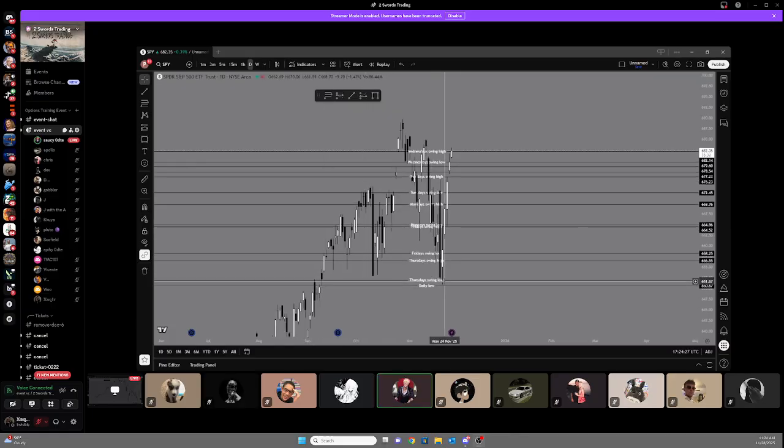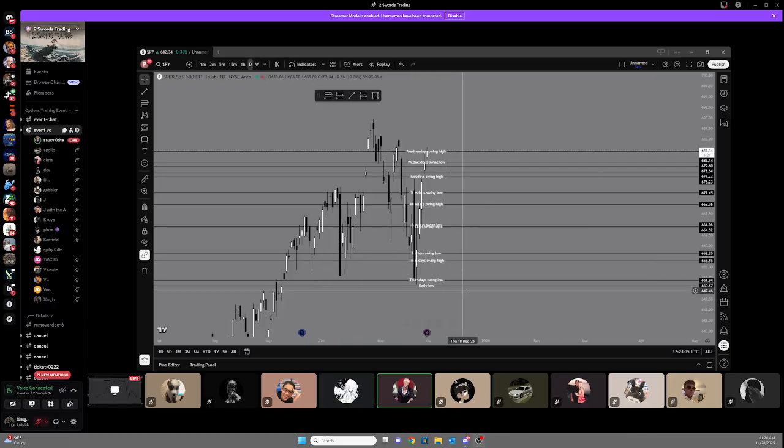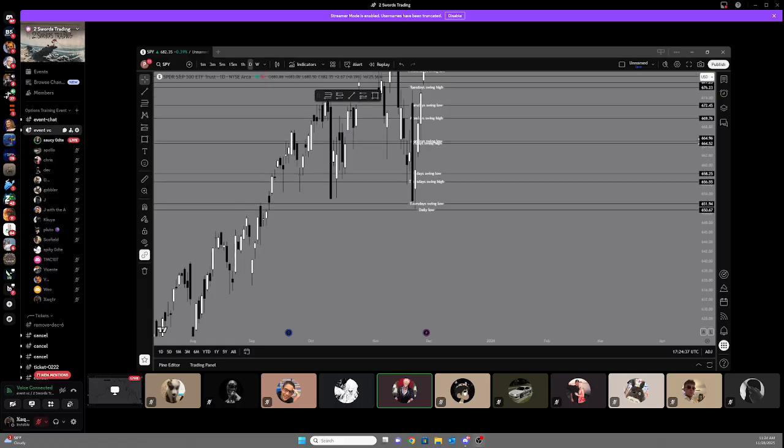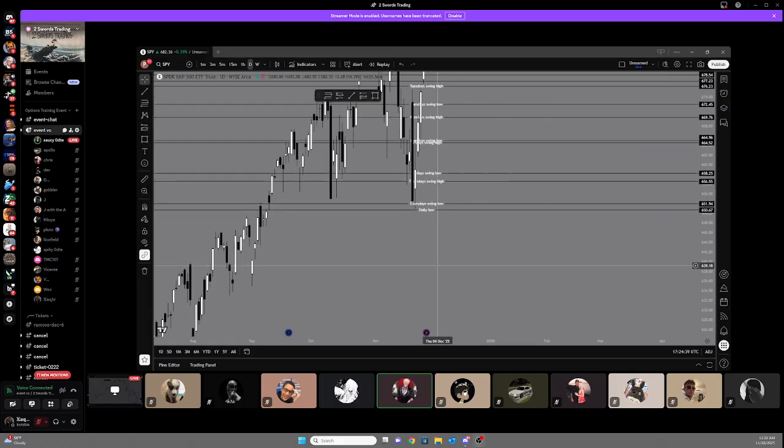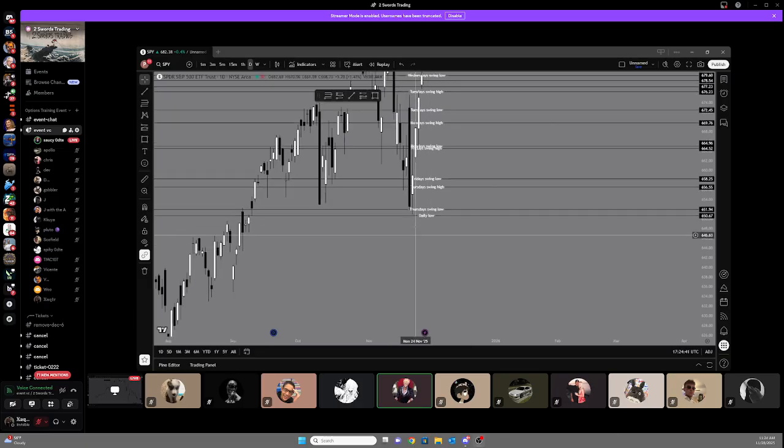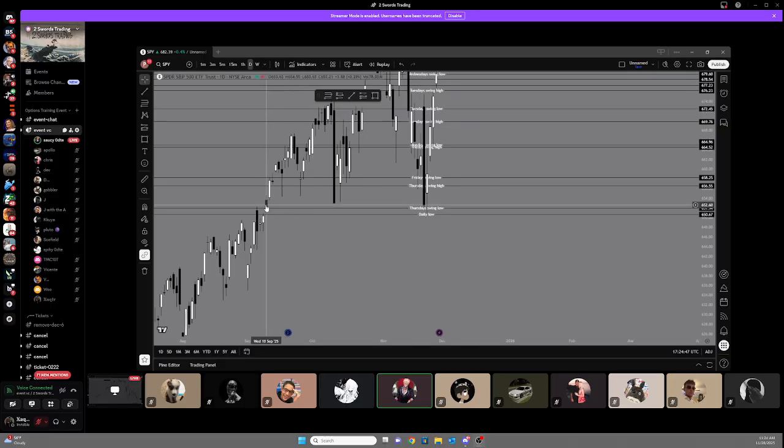I have it marked out, almost touched it, but the second a daily low is hit, this isn't the same as a swing low, like the hourly low. When a daily low is hit, it's going to have a little bit of a reversal, but then that really confirms a downtrend. Like, okay, we're in a bearish market now. This September 25th daily low has been hit.